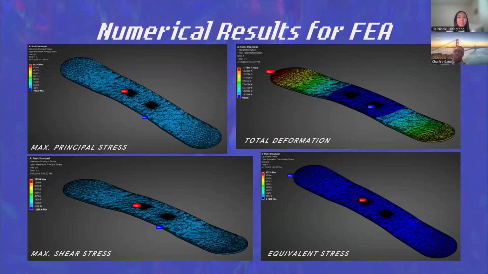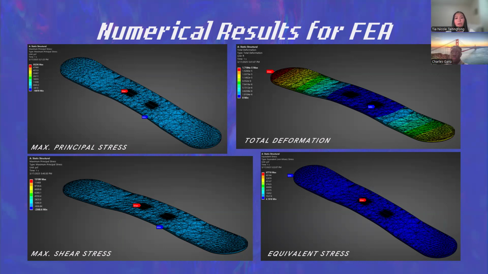So for our ANSYS simulation, or the numerical results, we modeled it in ANSYS and put fixed supports at the holes for the screws where the rider's boots would attach. And then we applied a force downward onto the middle of the board, which is the effective area of the snowboard where the rider does turns or jumps.